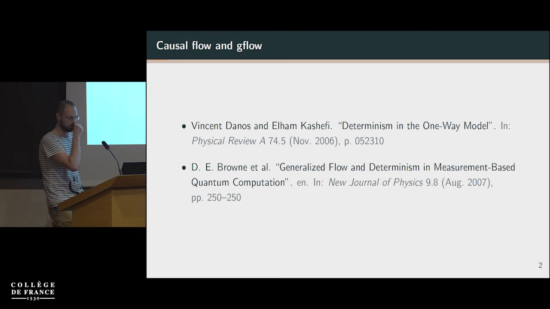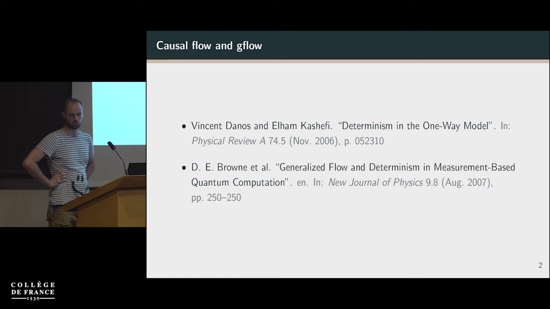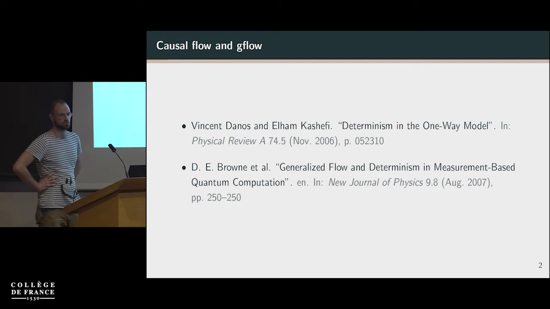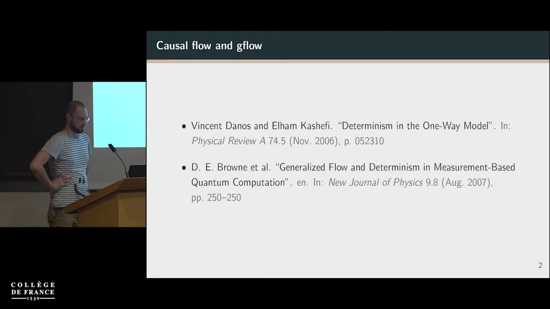So causal flow and its generalized flow were originally introduced, as we're going to see, to treat the problem of determinism in measurement-based quantum computing. And what I mean by that is that in measurement-based quantum computing, as opposed to the quantum circuit model of computation, we use measurements to implement transformations. And these measurements are inherently probabilistic, which leads to a random outcome of the computation. And the question then is, how can I use corrections which depend on the outcomes of those measurements to map my probabilistic computation back to a deterministic one?